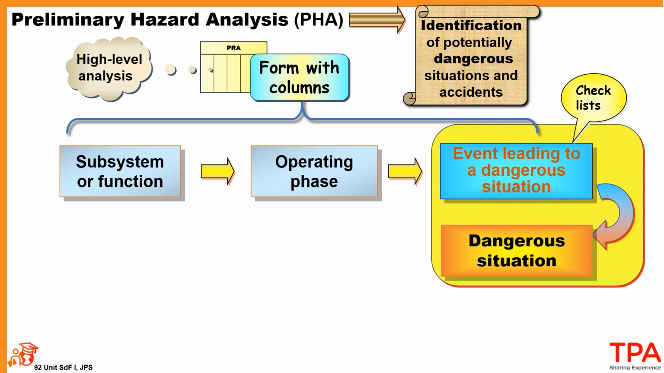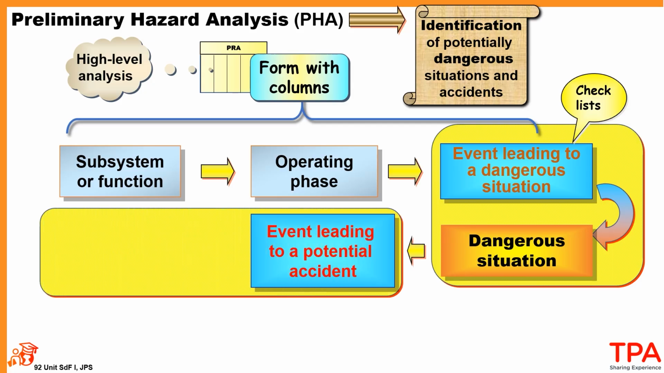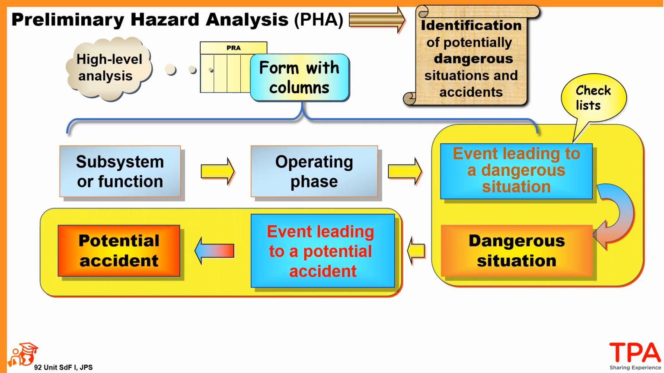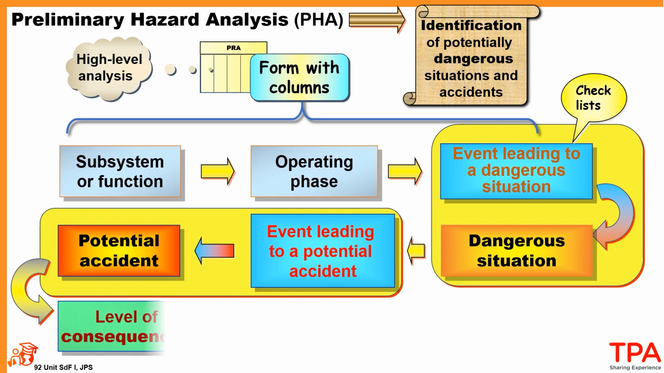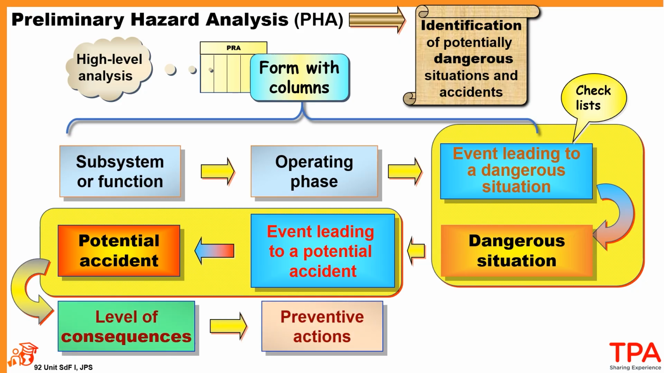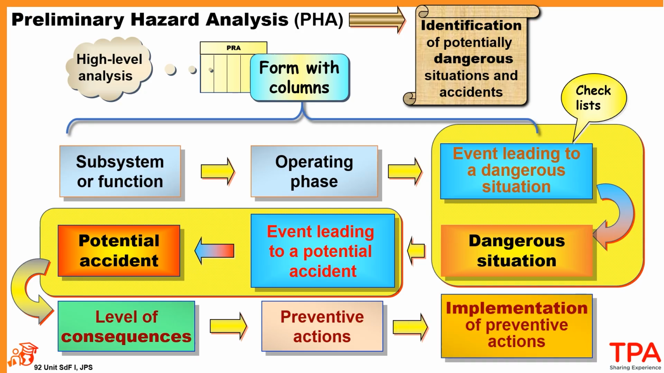From this point, dangerous situations can be identified. The way this can give a potential accident is analyzed. And the potential resulting accident is identified. Then the level of consequence can be assessed. And the preventive actions to prevent or mitigate the above accident can be analyzed. Finally, the last column is devoted to explaining how the preventive actions are actually implemented.